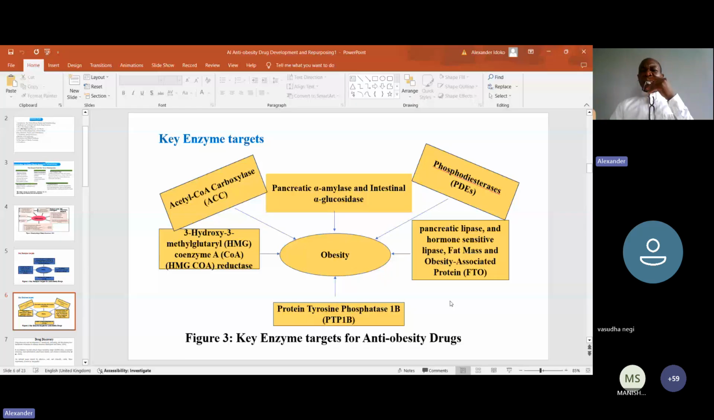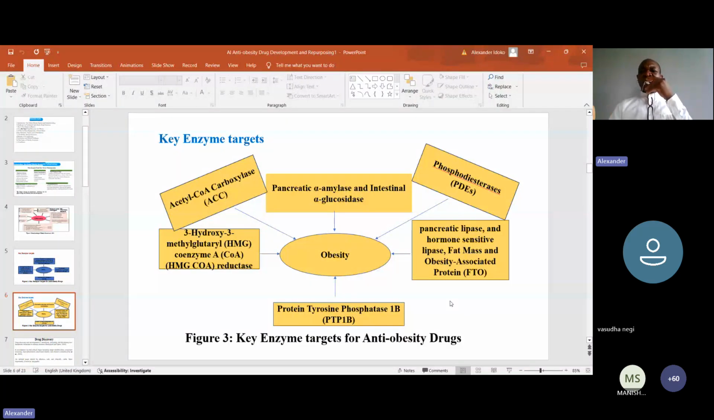Then, there is another group, the phosphodiesterases, which are also recently emerging for obesity treatment because they are connected with energy homeostasis and thermogenesis, and so they are also good targets for anti-obesity drugs.